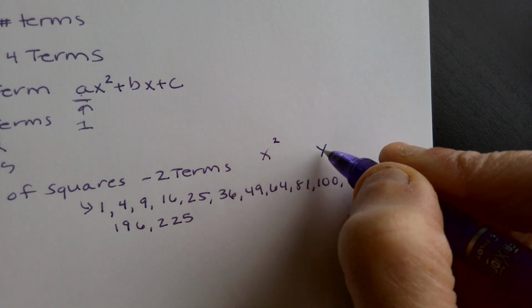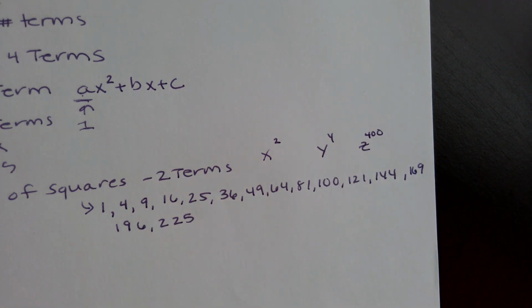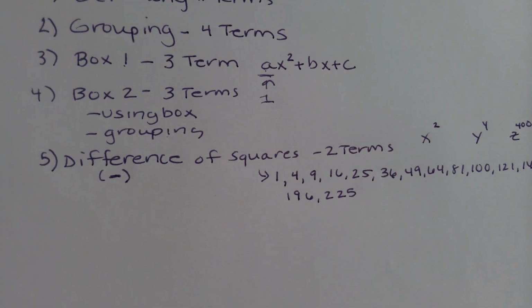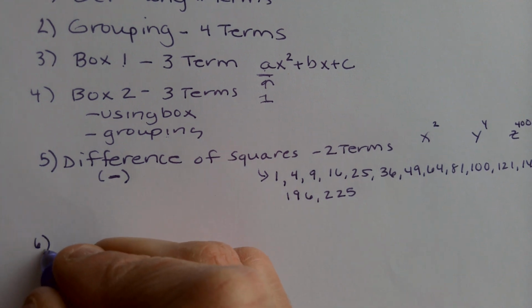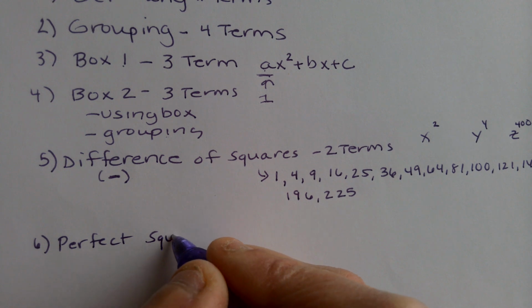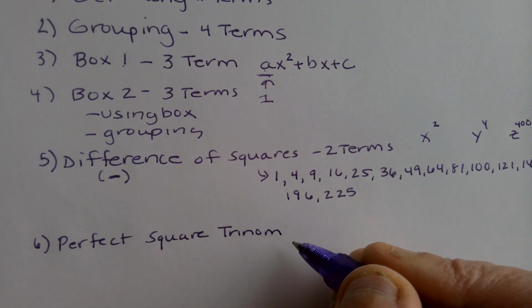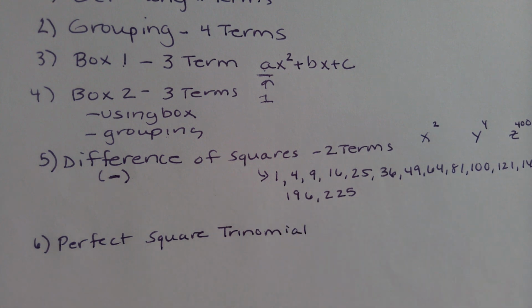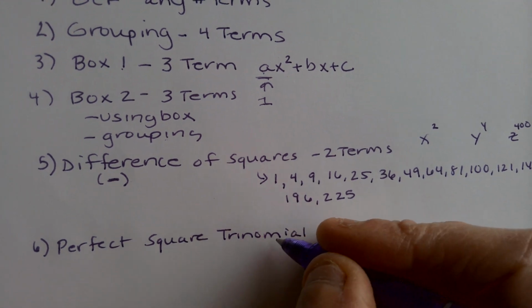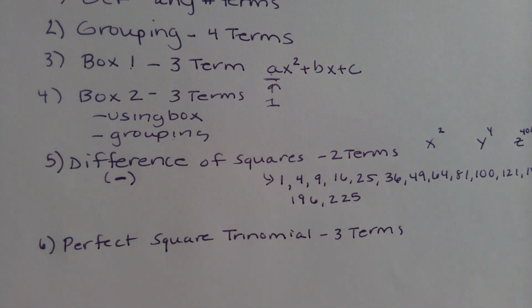X to the 2, y to the 4, z to the 400th. Doesn't matter. If it's an even power, that's a perfect square. So that's how you know if they're a difference. The last one is the perfect square trinomial. How many terms? Well, trinomial is, of course, 3 terms.